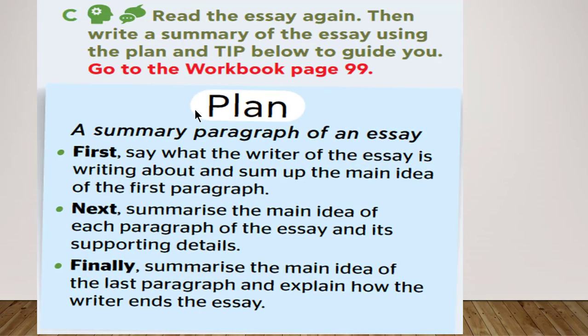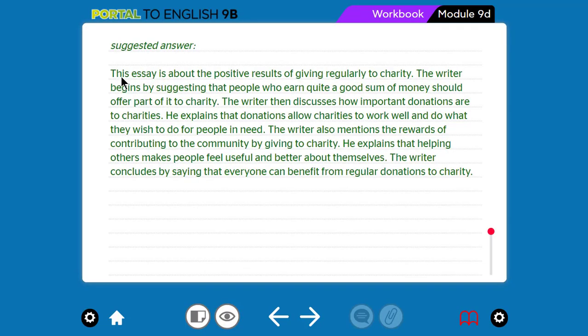Now, moving on to workbook page 99, to write a summary of the essay using the plan and the tip below to guide you. We have a summary paragraph and essay. First, say what the writer of the essay is writing about and sum up the main idea of the first paragraph. Next, summarize the main idea of each paragraph of the essay and its supporting details. Finally, summarize the main idea of the last paragraph and explain how the writer ends the essay. And let me give you a model on how writing should look like.